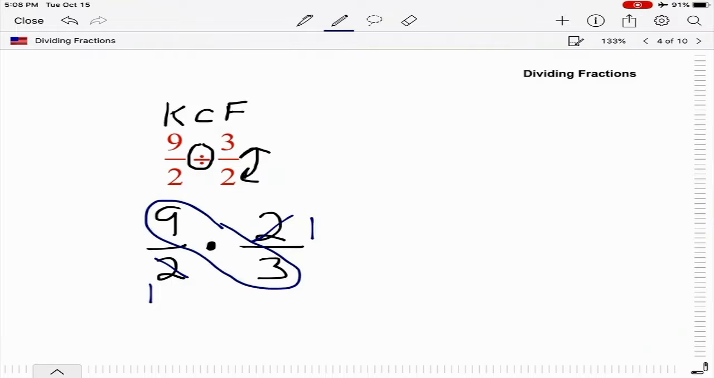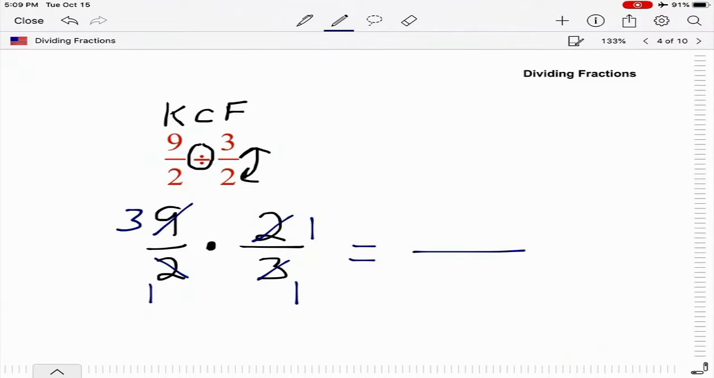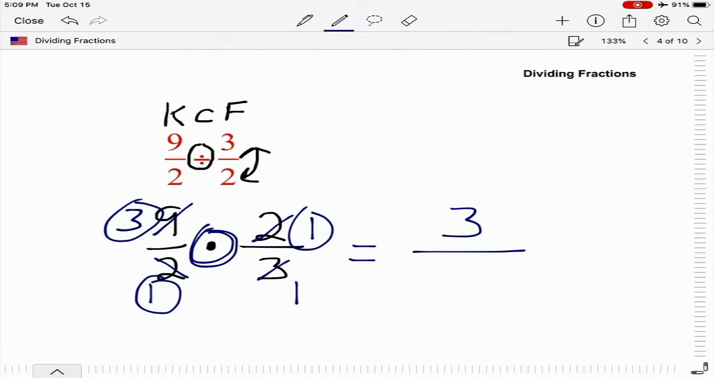Can I reduce 9 over 3? Yes. 3 can go into both numbers. Cross out the 9, 3 goes into 9 3 times. 3 goes into 3 once. And now I can solve. 3 times 1 is 3. 1 times 1 is 1. 3 over 1, or just simply 3.